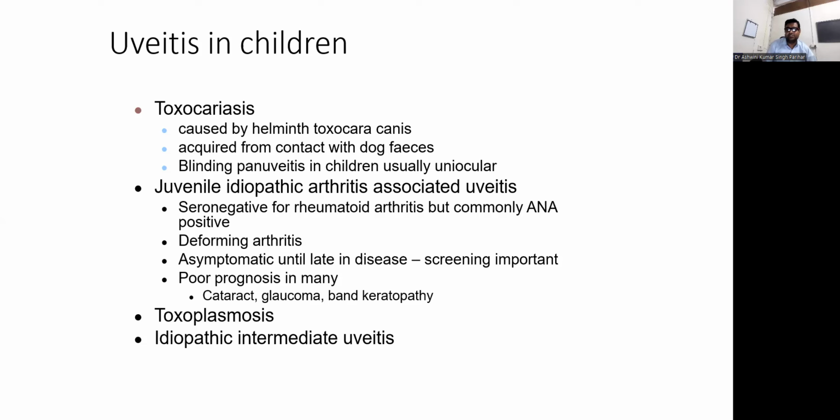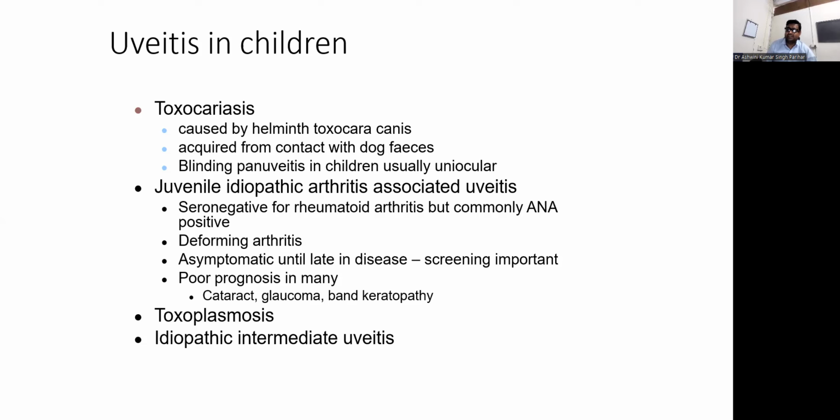One important one is toxocariasis. This is caused by Toxocara canis. Other than toxoplasma, humans get affected by feces infected with dogs or dog meat, leading to panuveitis. It is usually uniocular, and if this happens, you should manage it accordingly.